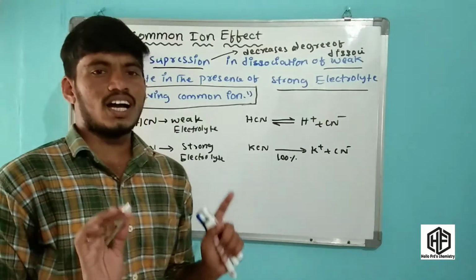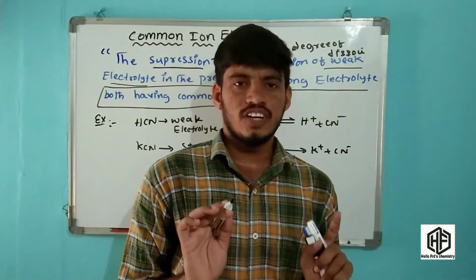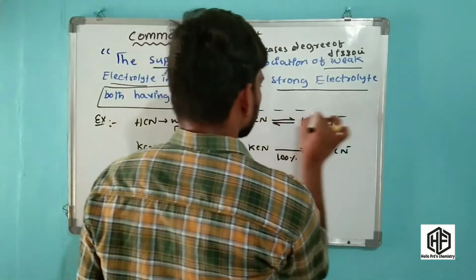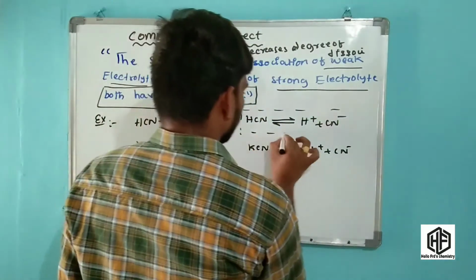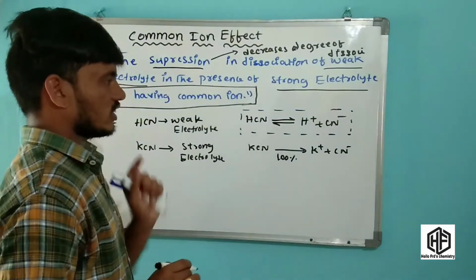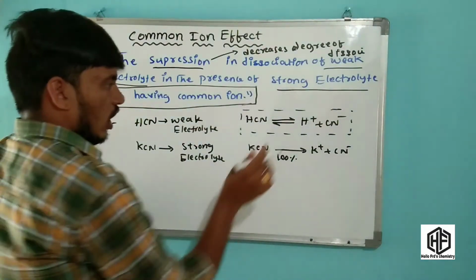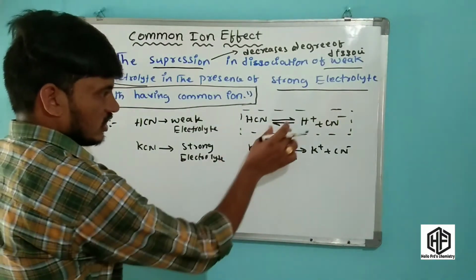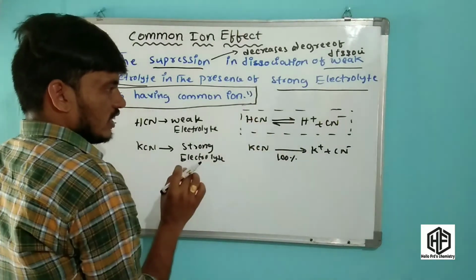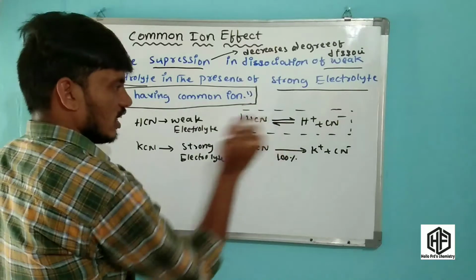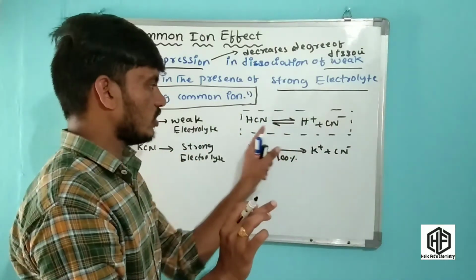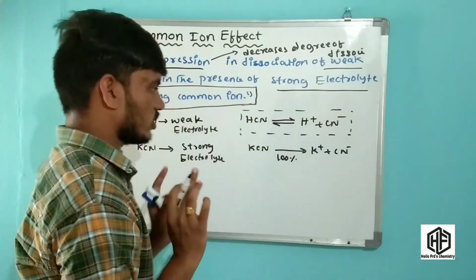Now, what is the common ion effect? Friends, HCN is a weak electrolyte, and a weak electrolyte solution is present here. This is the equilibrium state, and the equilibrium state is stable. HCN is present in that solution.